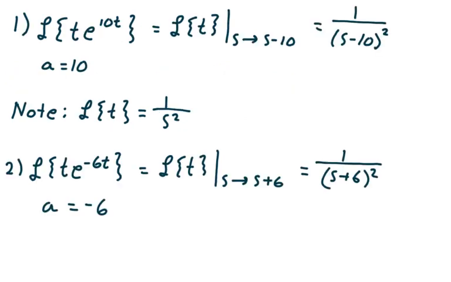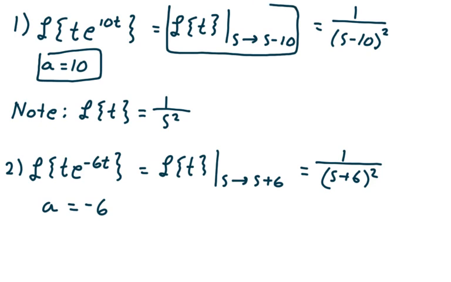In example 1, we want the Laplace transform of te to the 10t. a is equal to 10, right here. And we want to note that the Laplace transform of t is 1 over s squared. And so the Laplace transform of te to the 10t is the Laplace transform of t where s is going to be replaced with s minus 10. That's what essentially this piece means. We're going to take s and replace it with s minus 10. And when we do that, we get 1 over s minus 10 squared.